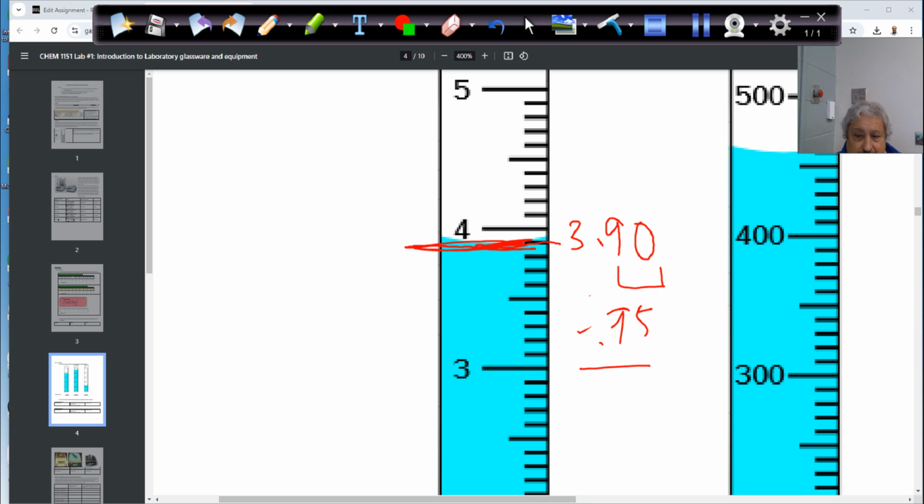So let me take this one out. So this is 3.9. So now the next question is, I have to put how much is each subdivision. How much is this?